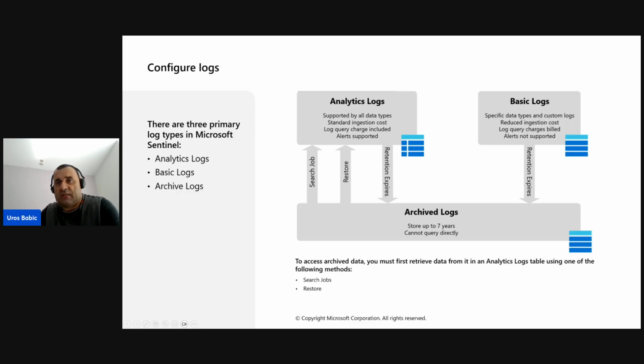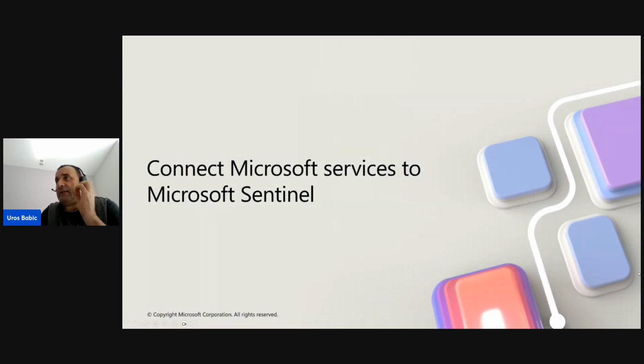And to access archive data, you must first retrieve data from the analytic log table using a search job. You can use different options for storage and everything in that way.